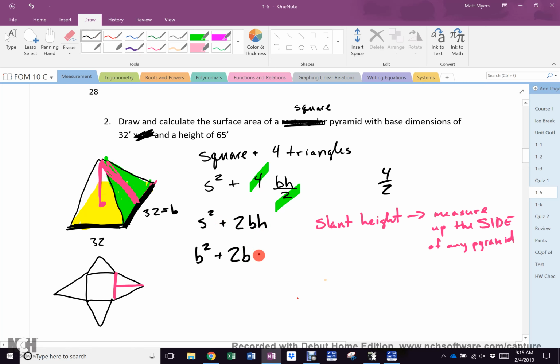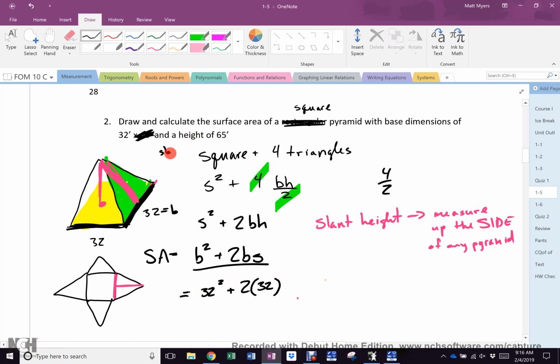What do we call the slant height? An S. So surface area equals that. Everybody cool? Now let's put in our numbers. Do I know how big the B is? What is it? 32 squared. Plus 2, what's the base? 32.